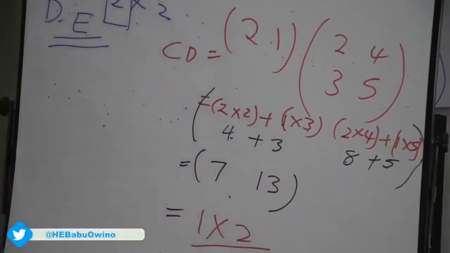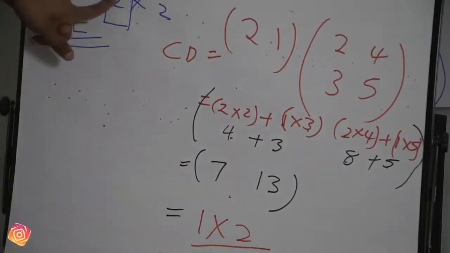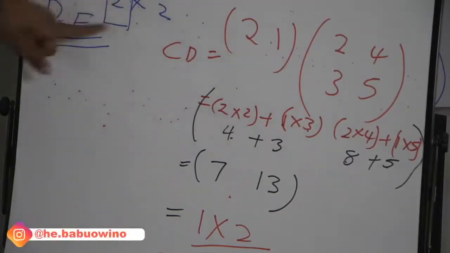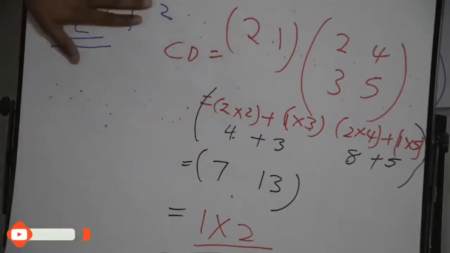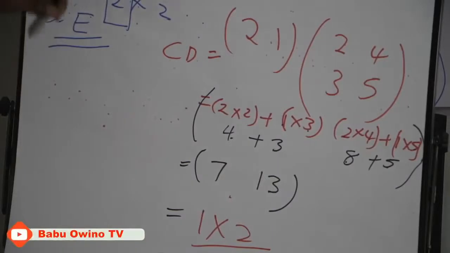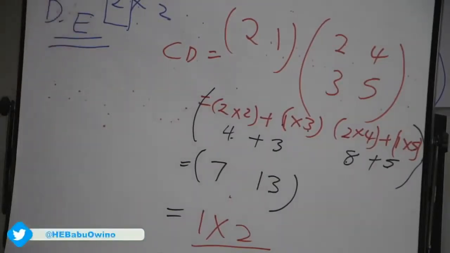So the reason why I didn't want to explain this first is because I wanted to show you if they are incompatible. Then when they are incompatible, you don't even proceed because you cannot multiply them. So in such a situation, you cannot multiply DE. And our D is this, and our E is 2, 1.